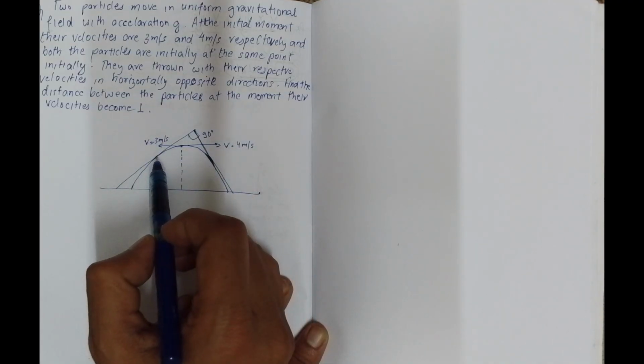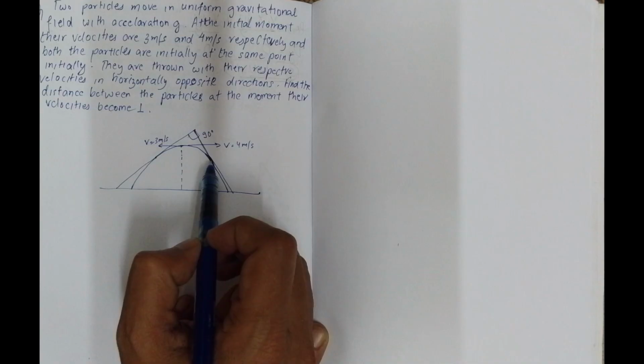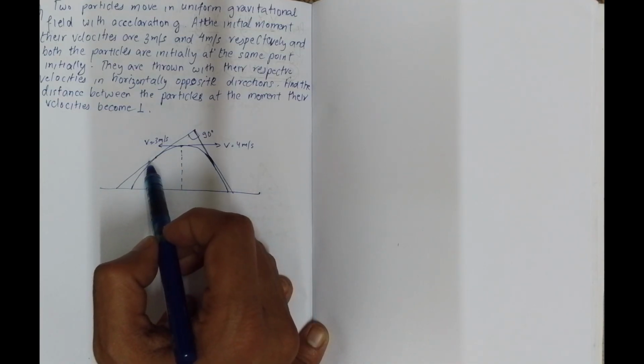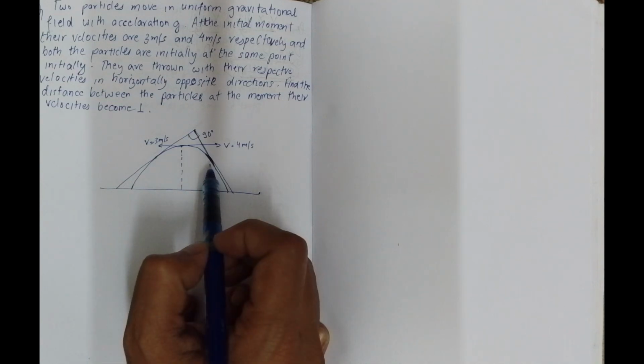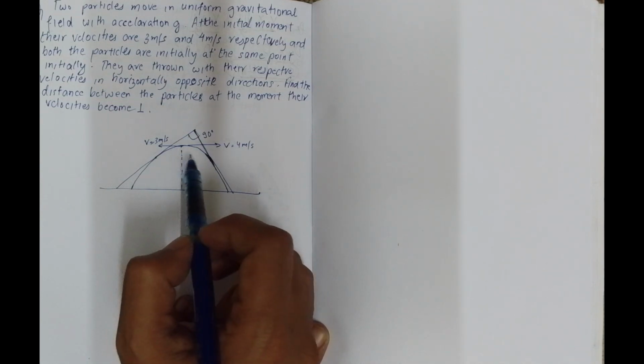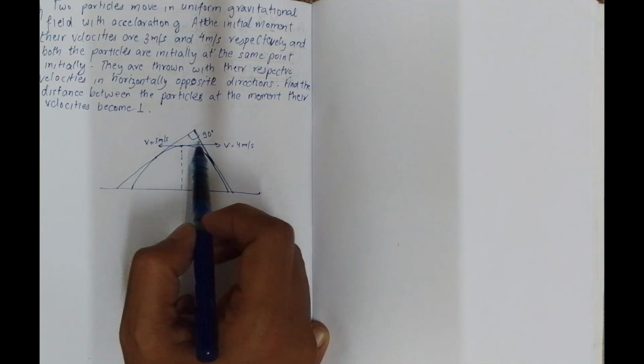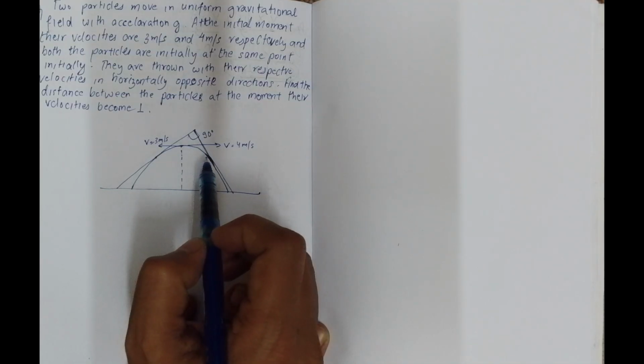Now we have to find the distance between the particles at the moment when their velocities become perpendicular. So when do the velocities of these particles become perpendicular? In other words, the velocity vectors are forming a 90-degree angle with respect to each other.